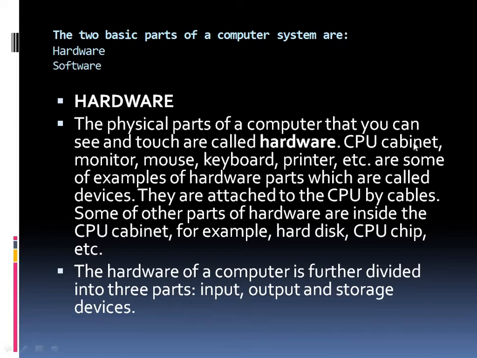See these devices. Can you touch these devices? Yes, sure. CPU cabinet, monitor, mouse, keyboard, printer, you can touch it, you can see it. So these are hardware parts of computer and these are also called devices. They are attached to the CPU by cables. These all parts of computer are attached with cable, but nowadays wireless are also coming. Wireless keyboard, wireless mouse, etc.